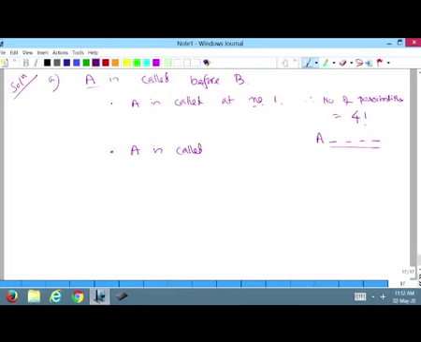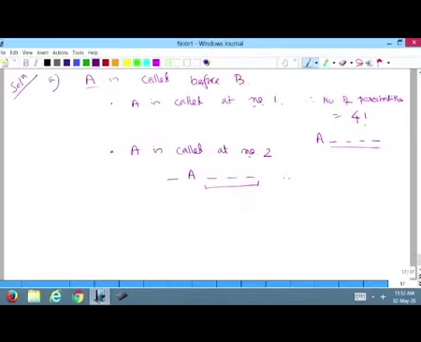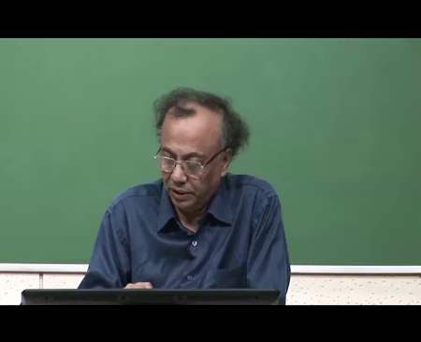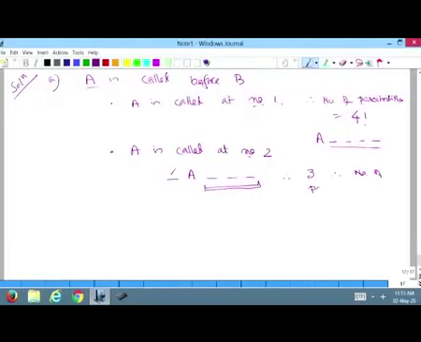A is called at number 2. Therefore, B has to come in one of these positions. Therefore, out of C, D, E, one is chosen and put here. That can be done in three ways. And now, the other two and B can be permuted here in factorial three ways. Therefore, number of possibilities is equal to 3 into factorial 3.